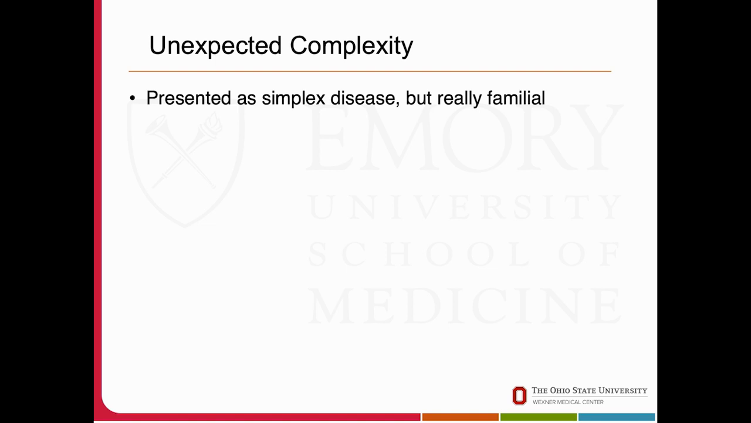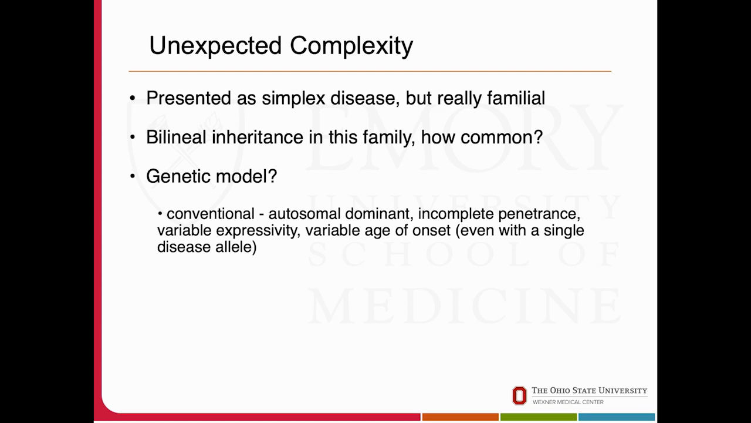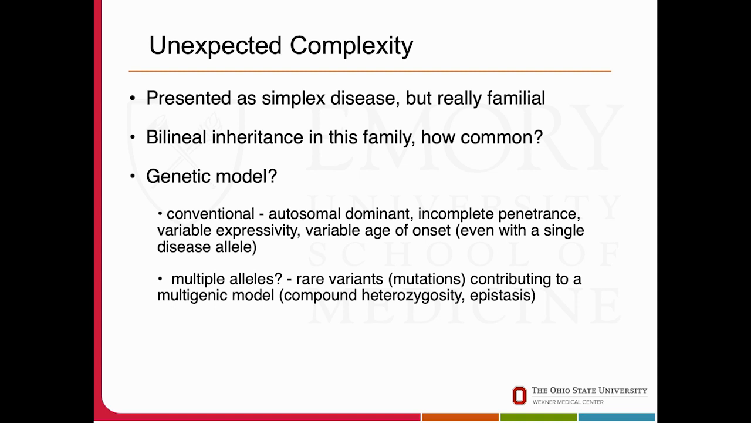It presented as simplex disease in an individual, but it was really familial. And then there was bilineal inheritance. How common is that? We still don't really know. What's a genetic model? The conventional would be autosomal dominant with incomplete penetrance. Penetrance is that genetic term that means if you have a disease-causing variant or mutation, the likelihood that it will actually present with some phenotype, something that we can see that causes disease. And then variable expressivity, variable age of onset, or multiple alleles with a multigenic model, or other oligogenic models, oligogenic meaning a few as opposed to monogenic meaning 1.